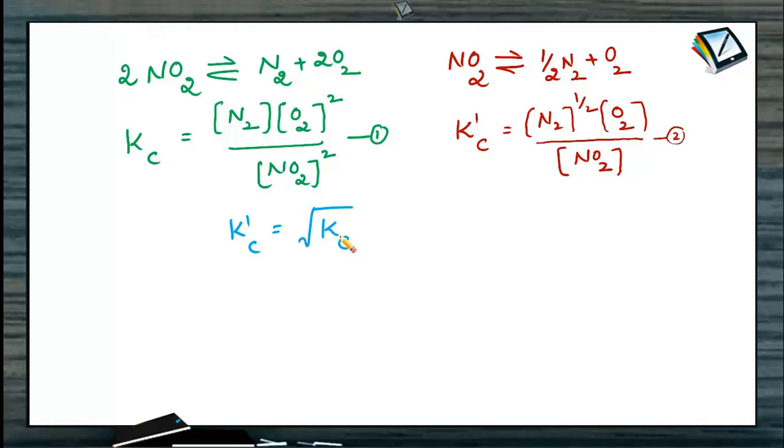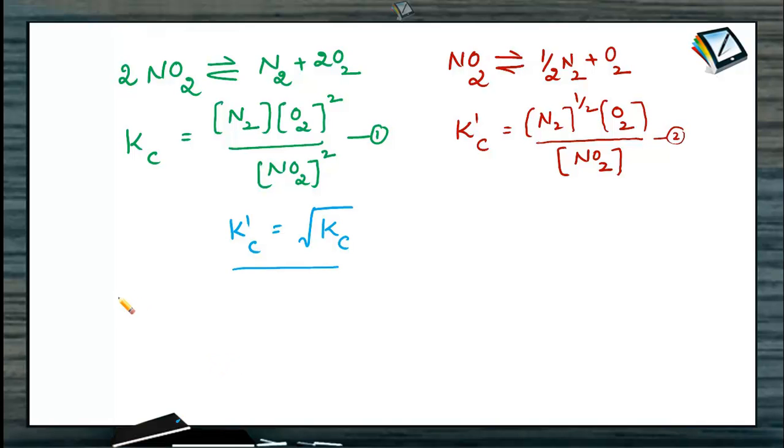Is it true? Compare equations 1 and 2. What do you get? K'c is equal to root Kc. What do you understand from this? That is, when a reversible system is divided by 2, the equilibrium constant for the new system is the square root of the equilibrium constant for the first system. Suppose we get the new equilibrium system by dividing the first system with 3, then the equilibrium constant for the new system will become the cube root of the first system.